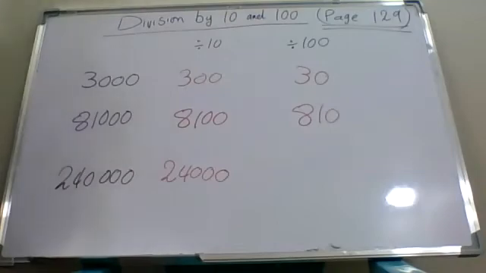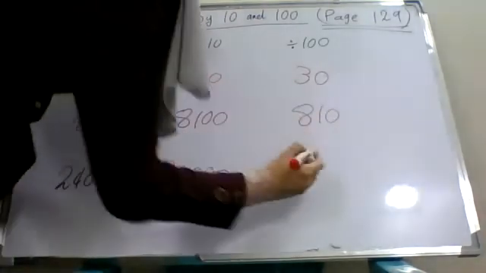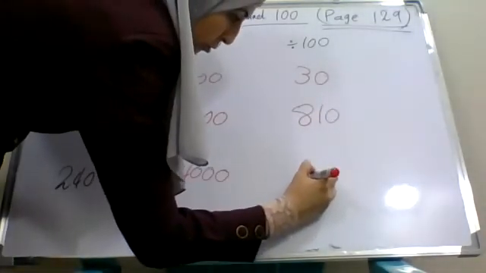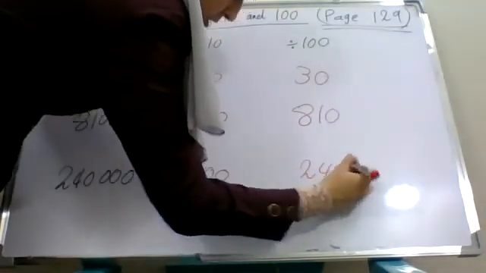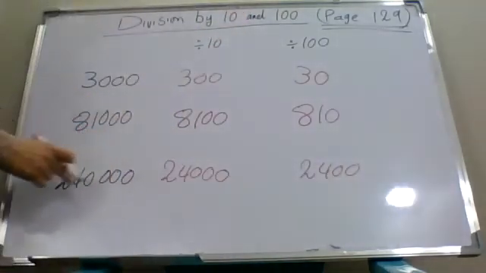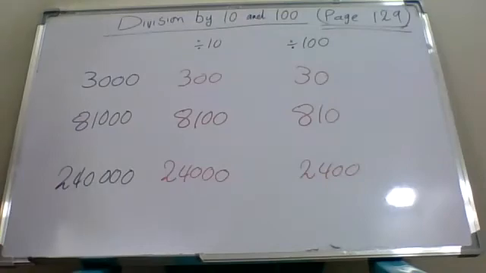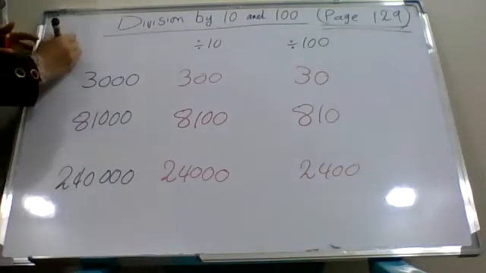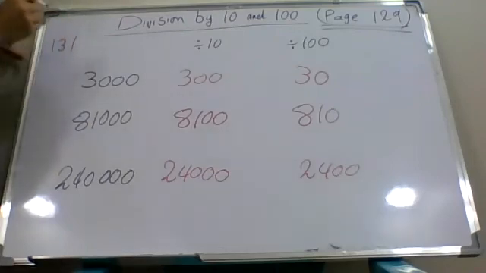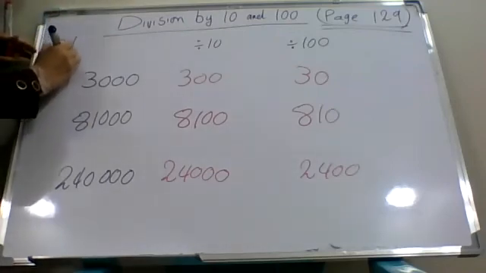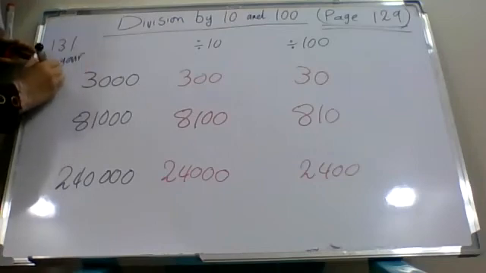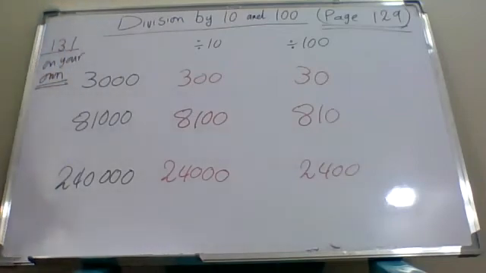So it's going to be 24,000. And this one, we're going to get 2,400 because we erased 2 zeros from this one. Okay, so 2,400. This is the first exercise. This is on your own. It's on page 131. It's on your own. Please write it down on your book. I want to see it also, okay?